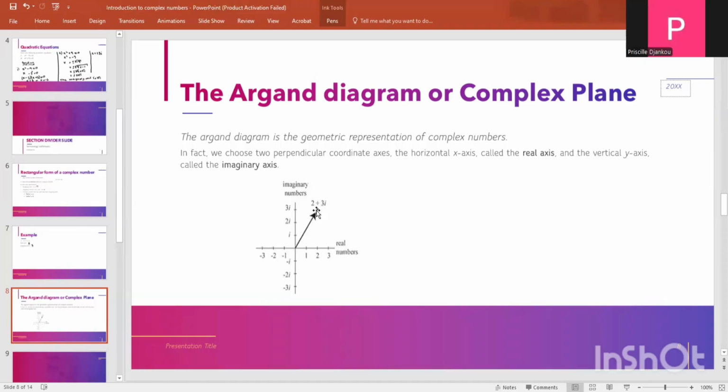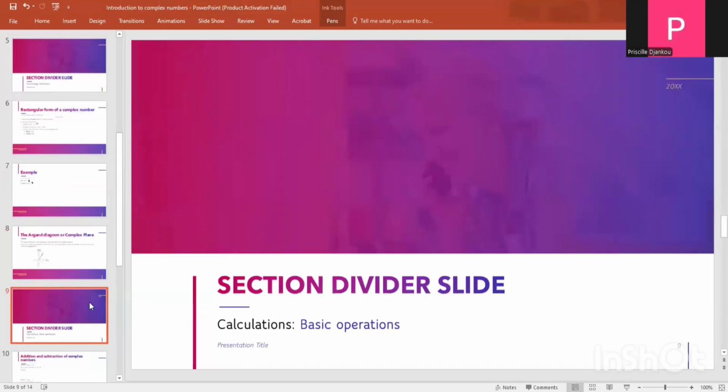A point in the complex plane is plotted in a similar manner to how we plot points in the Cartesian plane with coordinates x, y. The only difference is the label or the name of the axis that changes. That is it for the definition of what we call a complex plane. Let's look at basic operations.